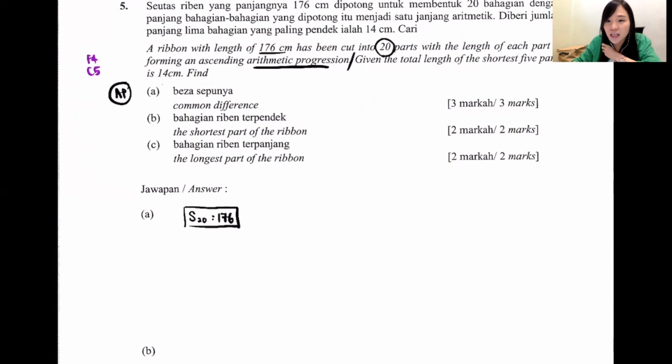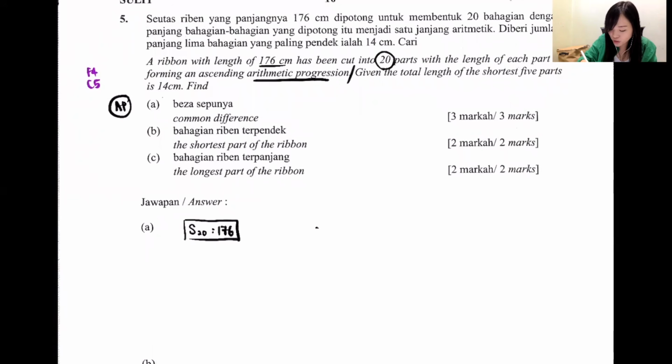Next one, they say what? Given that the total length of the shortest 5 parts is 14 cm. So my dear, this one, 14 cm. This 14 cm is what leh? They say is the total. Total, I don't think you guys will struggle. S lah, correct? But total for what? The shortest 5. The shortest 5, is it the front 5 or the last 5? I think it's the first 5.